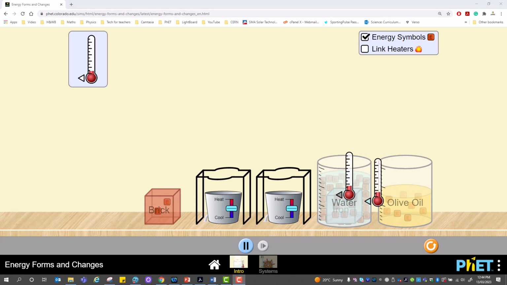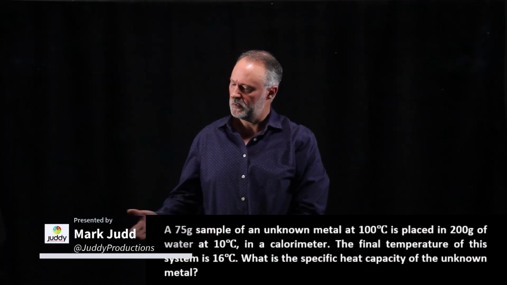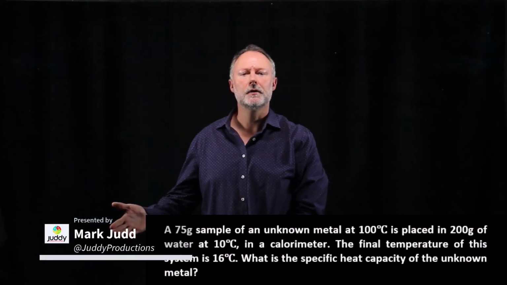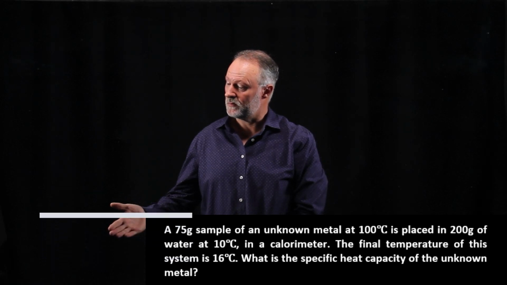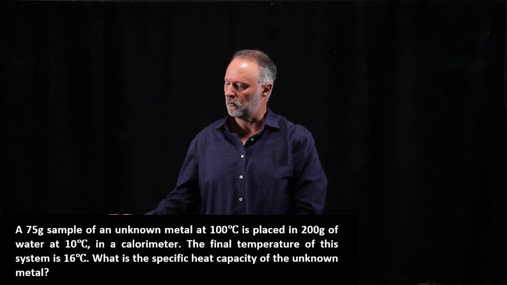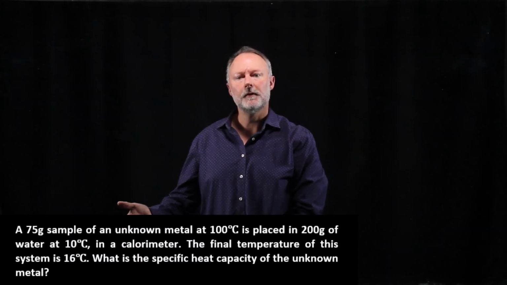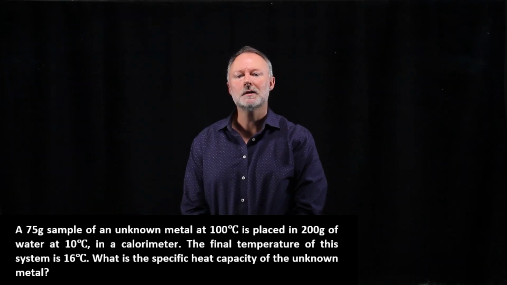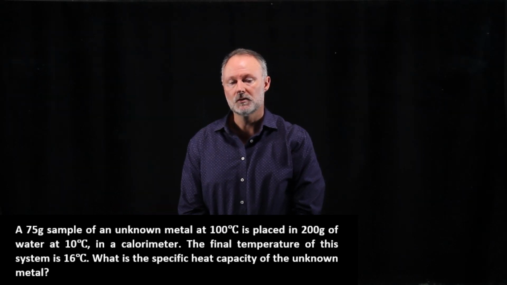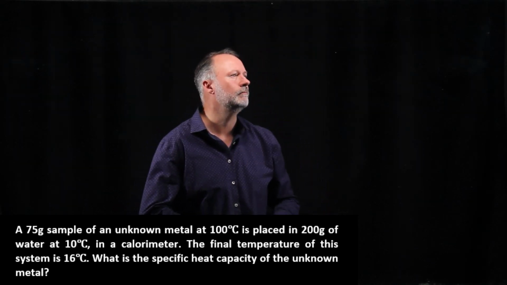In the upcoming example, we're going to use both the mass and the change in temperature for the unknown metal and the water to calculate the specific heat capacity of our unknown metal. Our example is a 75 gram sample of an unknown metal at 100 degrees Celsius is placed in 200 grams of water at 10 degrees Celsius. The final temperature of this system is 16 degrees Celsius, and we're asked to solve for the specific heat capacity of the unknown metal. So let's write down our information.